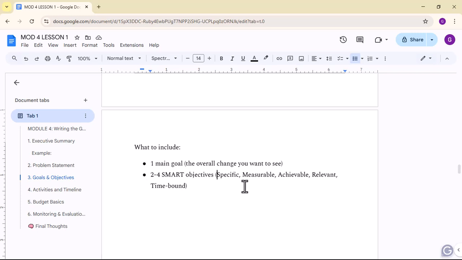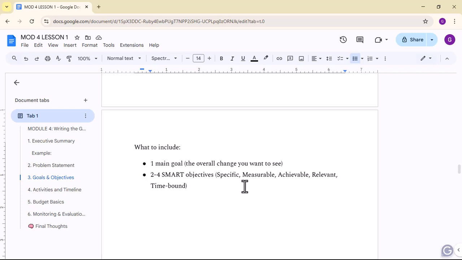Now, let me think of an example here. The goal can be to improve menstrual hygiene management and school retention among adolescent girls in 3 rural communities. This is one of the examples we've worked on in module 2. Objective one can be to train 100 peer educators across three schools within 2 months. Objective two can be to distribute 1,000 reusable pads and hold six awareness sessions in 90 days.